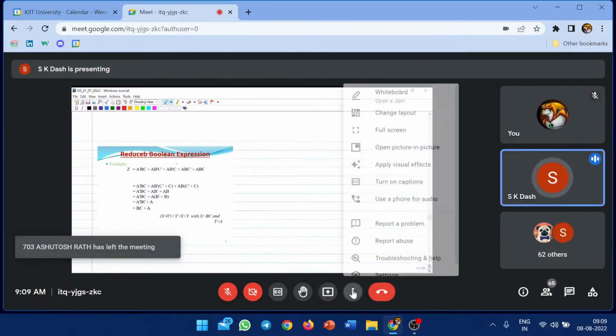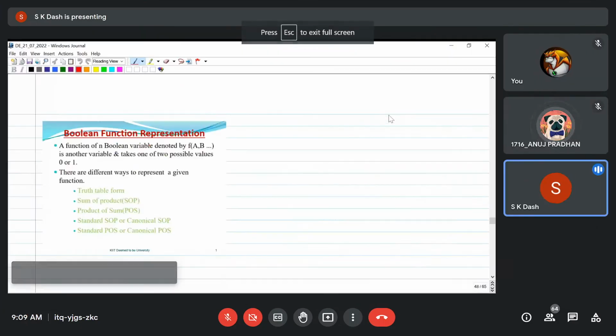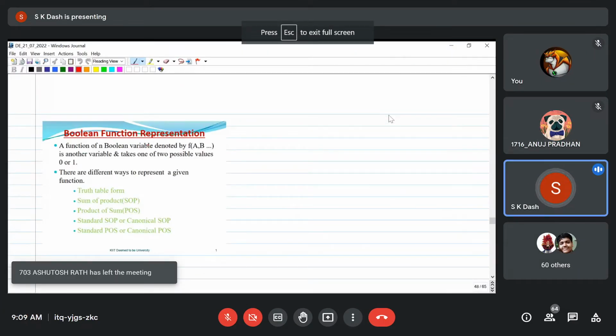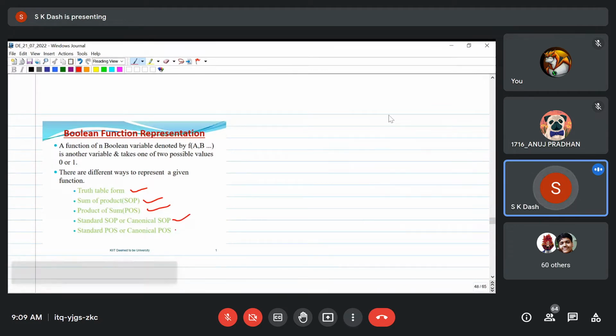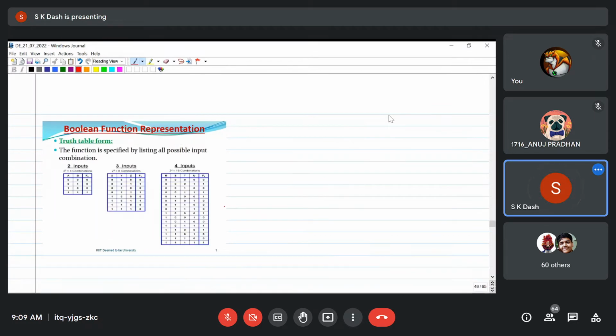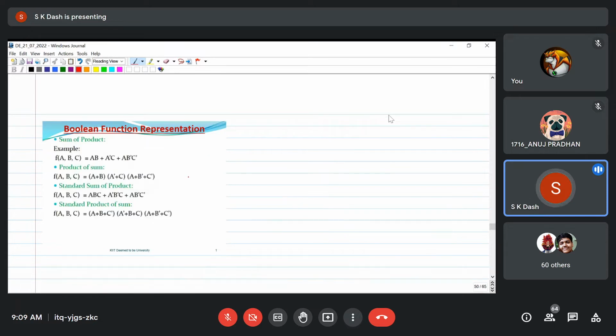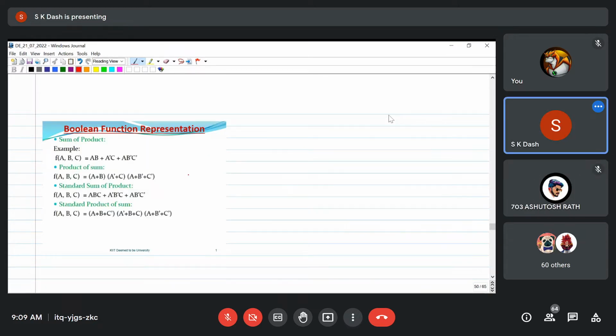Theorems, laws and theorem. Then we discussed how to represent the Boolean function in different ways. So we discussed truth table form, SOP, POS, standard SOP, and standard POS. So we discussed this much. Just a quick recap because we will require those things.